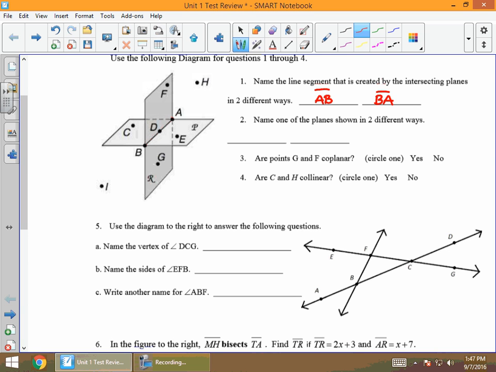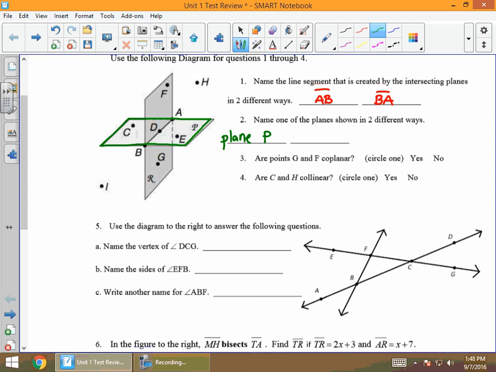Number 2 says, name one of the planes shown in two different ways. So one plane. I'll do this plane. Right there, highlighted in green. If that's the plane that I want to name, I can name it by that kind of cursive looking letter in the upper right hand corner. There's no dot with it, so that's not a point, but we can call that plane P.